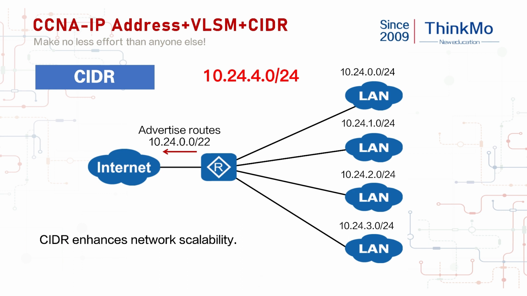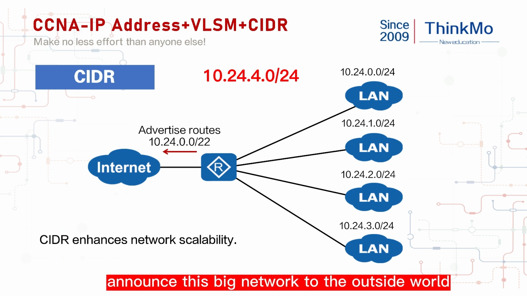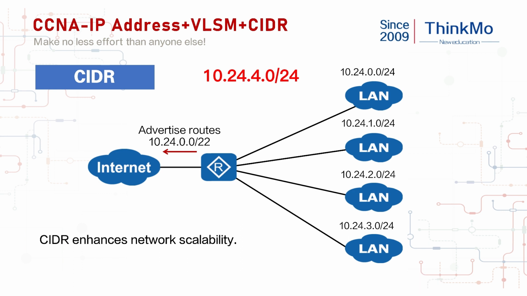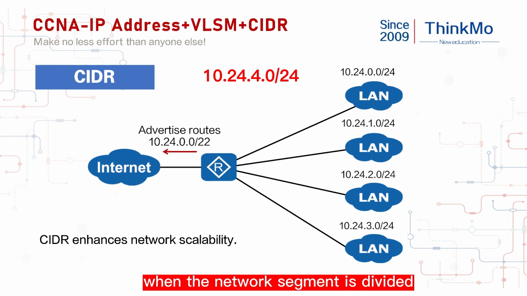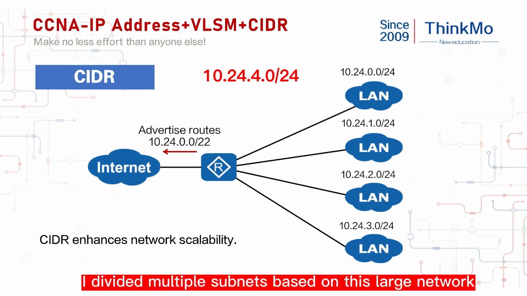When planning a network, based on the original large network, it can be designed in advance. Announce this big network to the outside world, and later, when the network segments are divided, they are just divided within this large network. It is very beautifully planned. In the early stage, I divided multiple subnets based on this large network and announced this big network to the outside world.